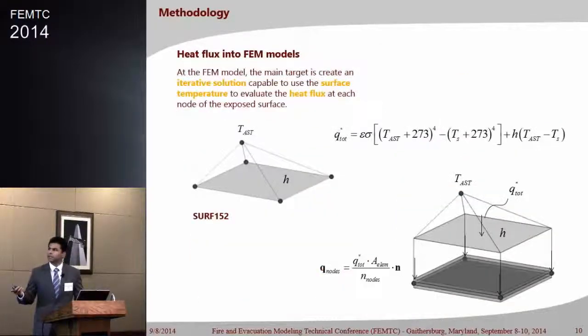To apply this heat flux inside of ANSYS, we will use this element. It's a surface effect element called SURF152. To calculate the heat flux using this element, we need to prescribe the adiabatic surface temperature at this extra node, and the heat transfer coefficient will be a property of the surface. After that, the model will calculate this total heat flux by that equation, and we create vectors at the nodes using the area of elements, number of nodes, and the normal direction. So now we can have the results from FTS, we can iterate them, get the results, and apply them in a thermomechanical simulation.